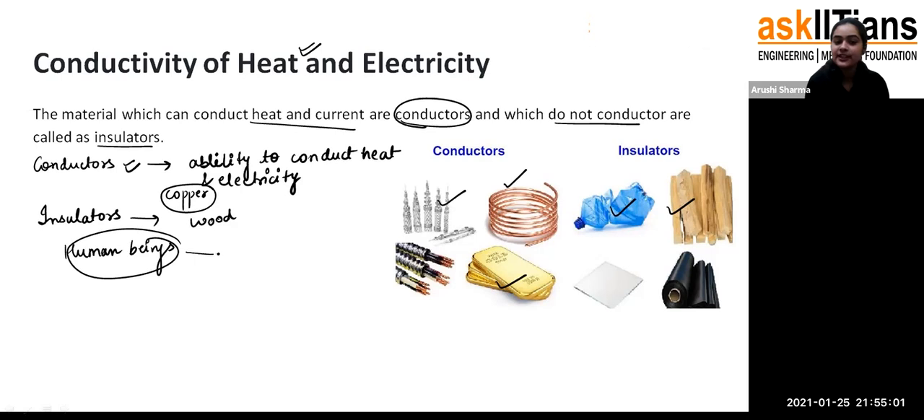Exactly, student, we human beings are conductors of electricity. Why? If by chance your hand touches any wire through which current is passing, you will get an electric shock. Exactly, people can get an electric shock, because the current can pass through their body. That is why human beings are conductors of electricity.